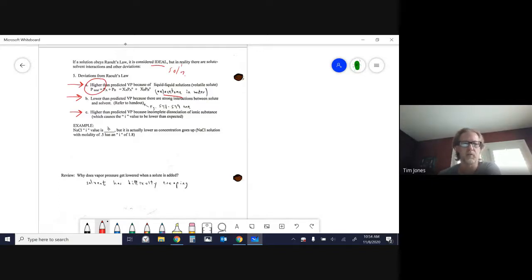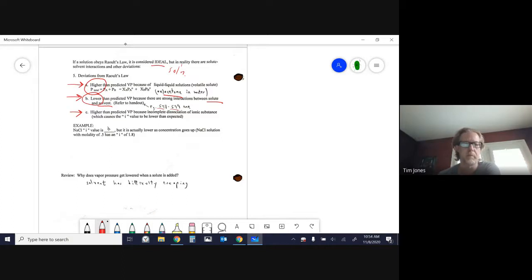Often you can have very strong interactions between the solute and the solvent, so that will lower the vapor pressure even more. And there's a handout I'm going to have you read that's in our packet of worksheets, page 598 and 599.